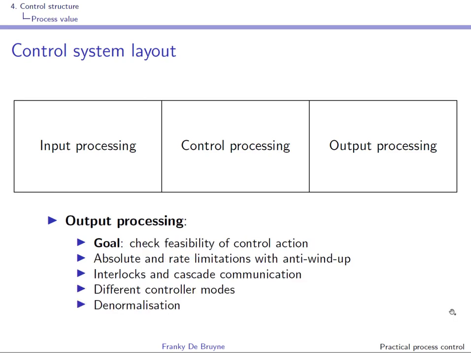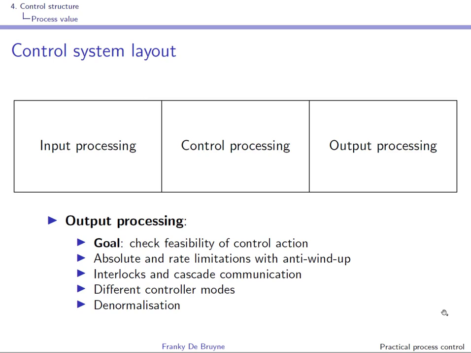The output processing unit checks the feasibility of the control action. It will implement actuator saturation and rate limitation of MV, making sure that there is no wind-up of the control action. It will also implement the interlocks and the different control modes that we have introduced in section 1.